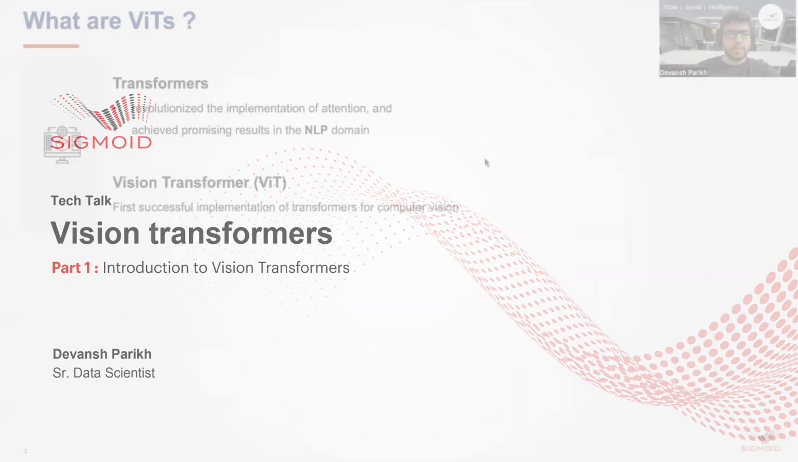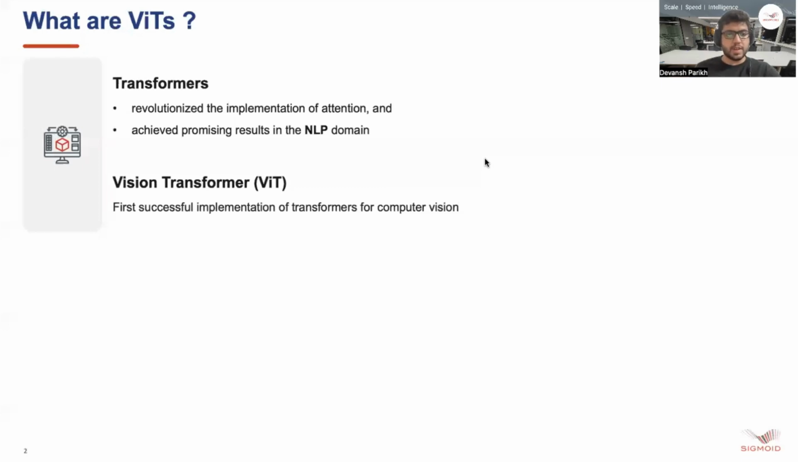So, vision transformers are essentially a kind of neural network architecture which has been shown to be very effective in solving a variety of computer vision tasks. We all know about the transformer architecture, which has completely revolutionized the NLP domain with the implementation of the attention mechanism. Vision transformers, or ViTs as they are known, are essentially the first successful implementation of transformers for computer vision.